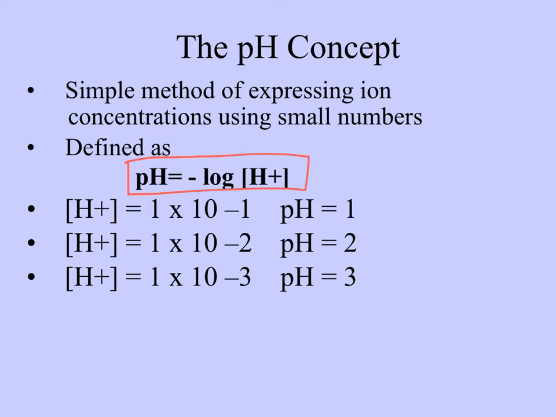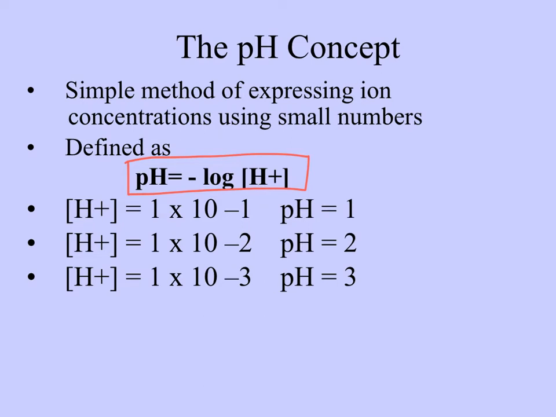Now, that only works if the number in the front here is a 1. If the number in the front is not 1, then you will actually need to plug this into your calculator to get a more accurate answer for your pH. What pH stands for is the power of H. That's why we're taking the negative log of the concentration of H+.